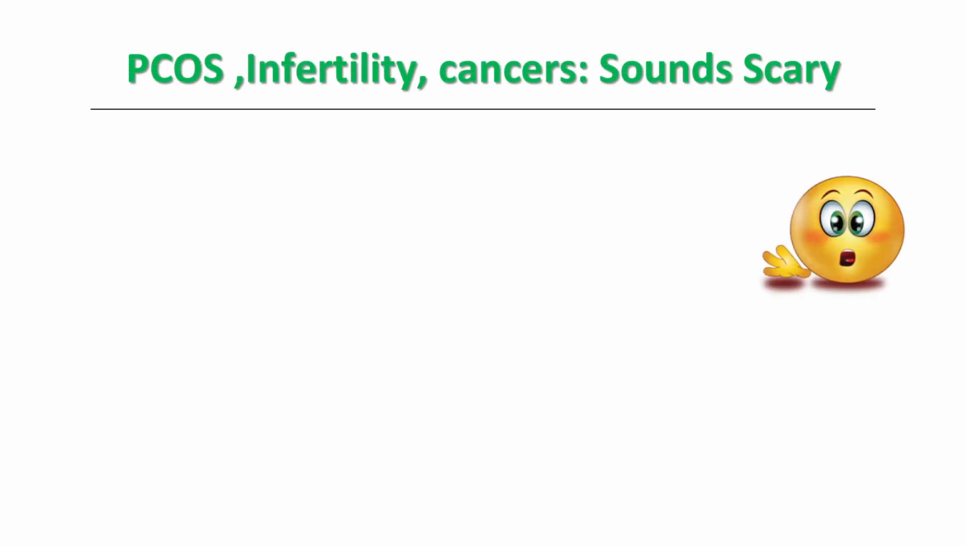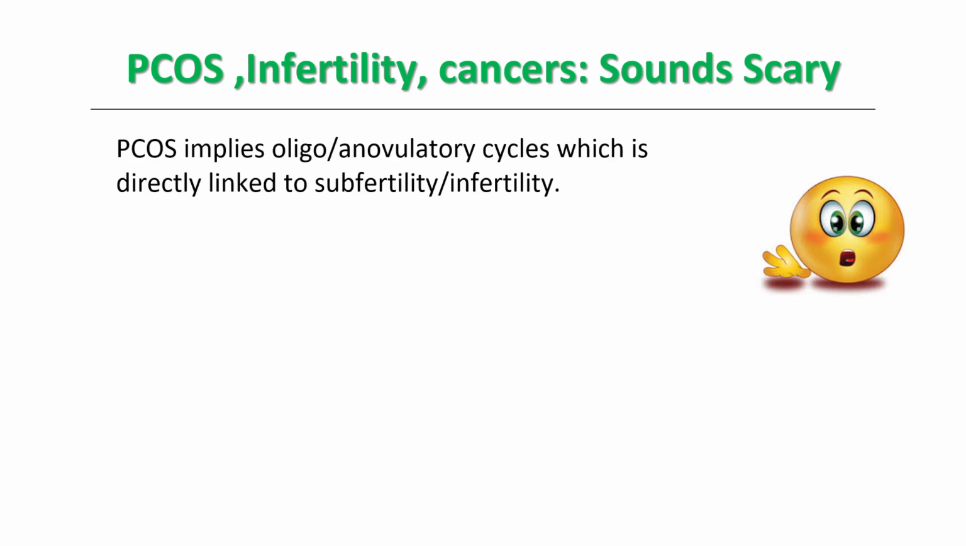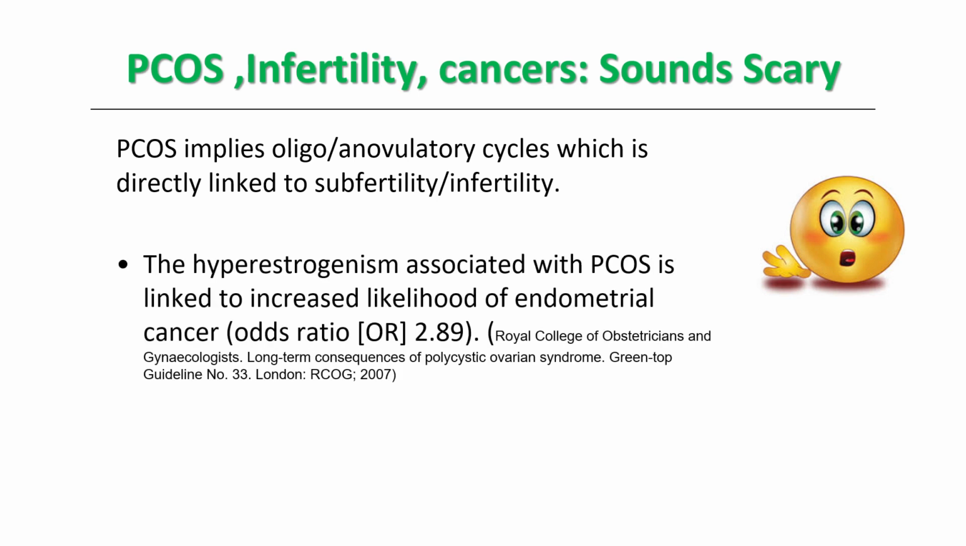PCOS, infertility, cancers, all of this sounds scary. PCOS implies oligo or anovulatory cycles, as we've been talking about since the beginning, which is directly linked to subfertility and infertility. When there is no ovulation, obviously the patient will face difficulty in conceiving. The hyperestrogenism, that is high levels of estrogen associated with PCOS, is linked to increased likelihood of endometrial cancer, that is cancer of the uterus.